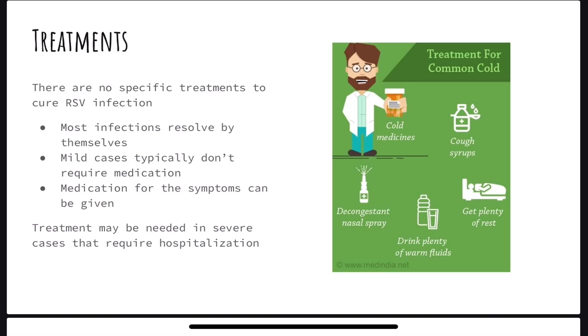Most infections will resolve by themselves within 1 to 2 weeks. However, with those more severe cases, they may require treatment in order to deal with the symptoms as well as whatever other respiratory tract infection may have come along with it. Certain medications can be given to treat the symptoms of RSV. So if you're having a lot of trouble breathing, albuterol or other medications can be given in the form of breathing treatments or inhalers in order to try to open up those passageways that have been constricted.